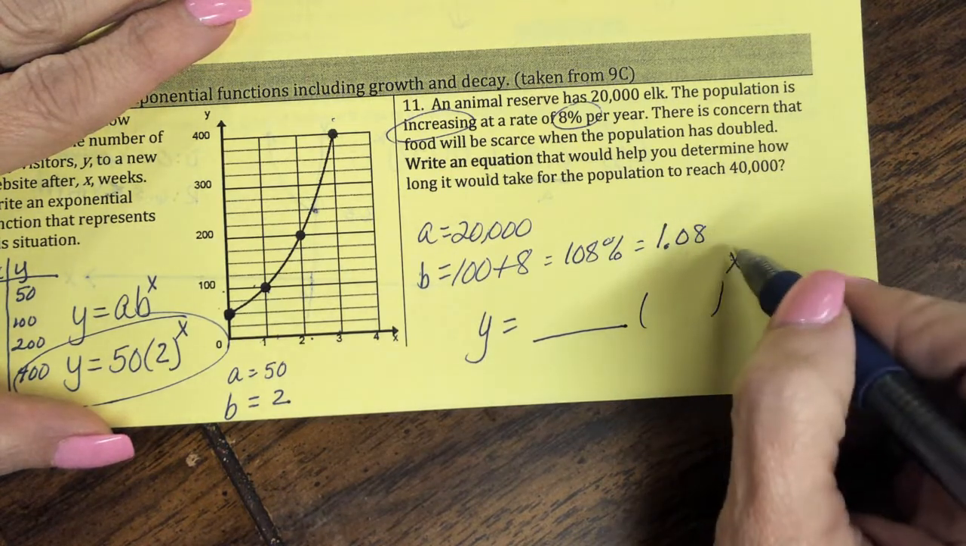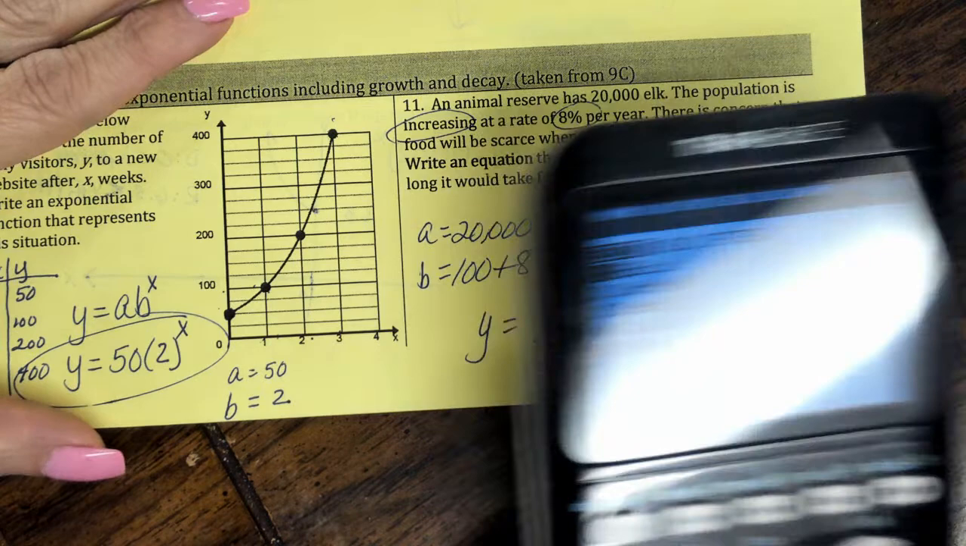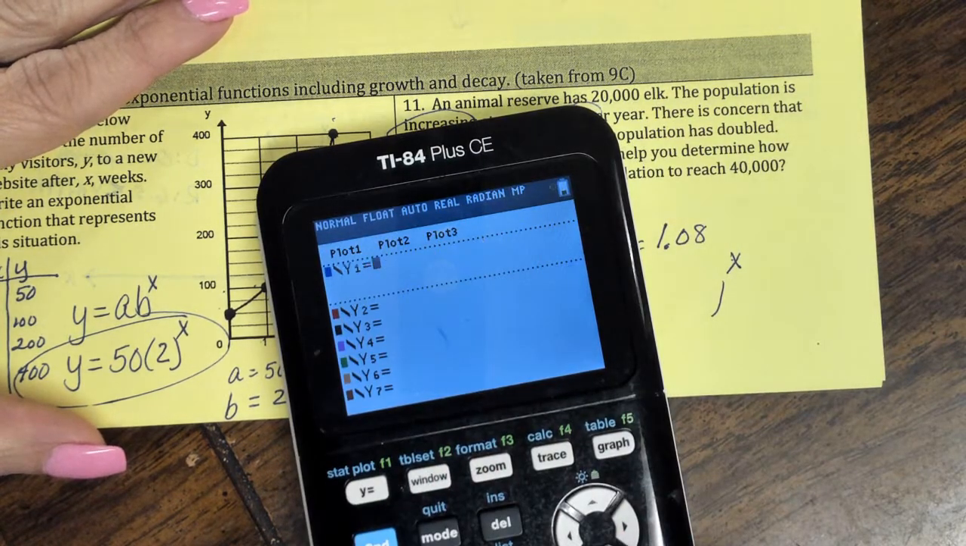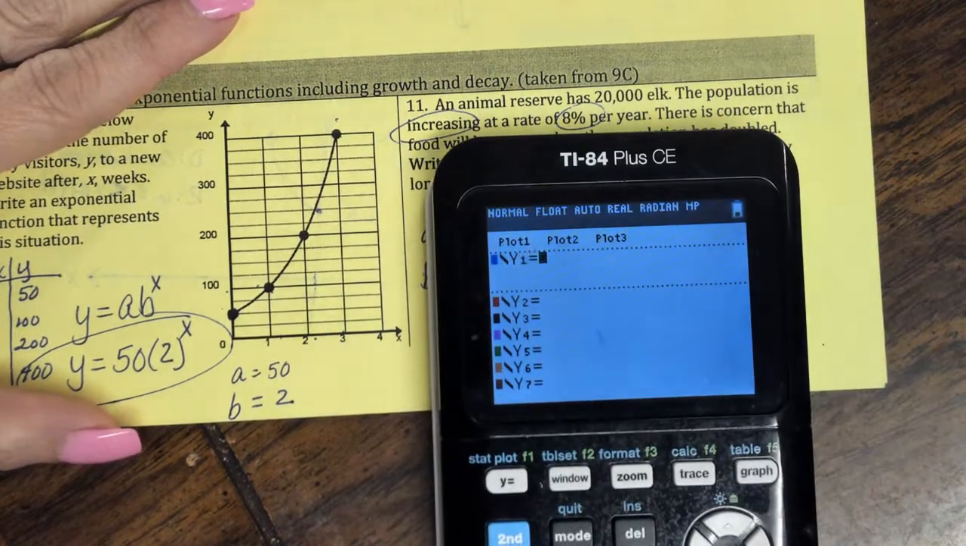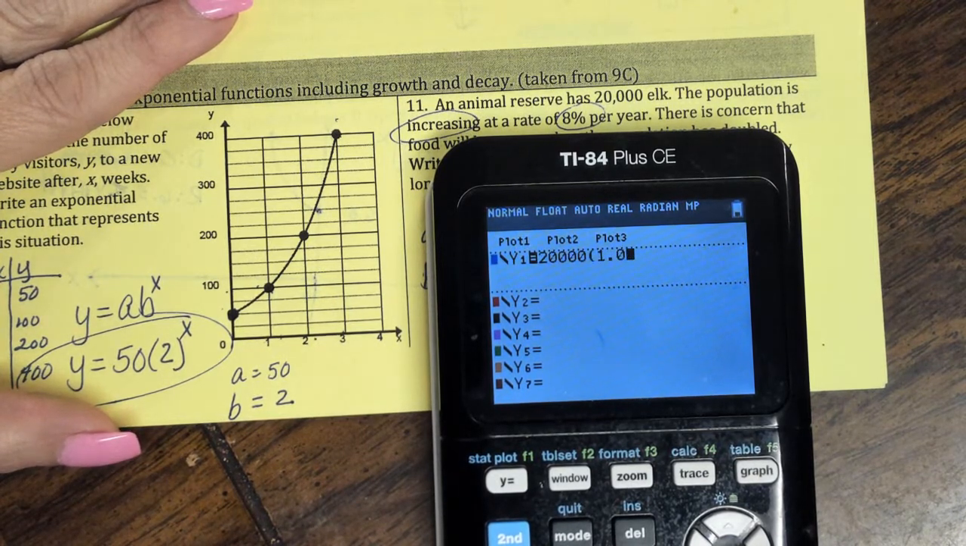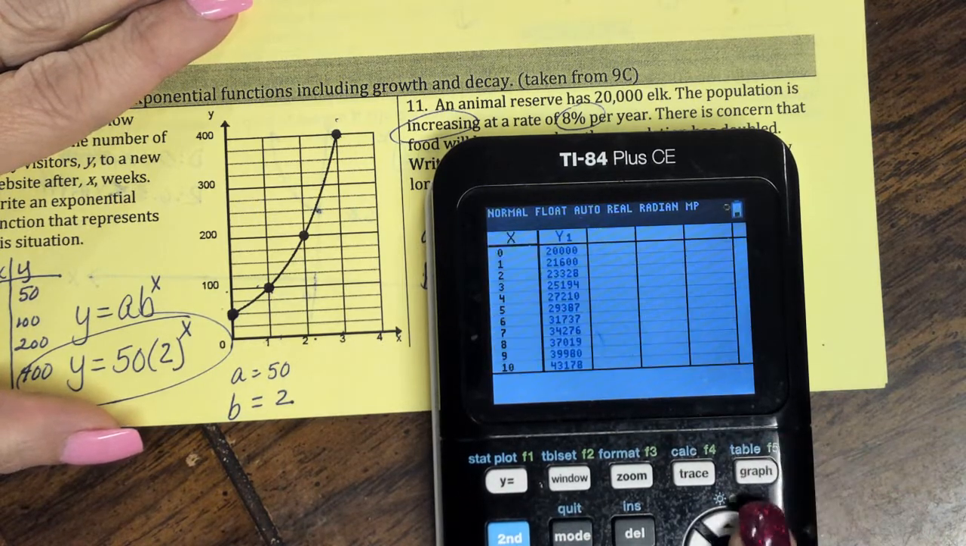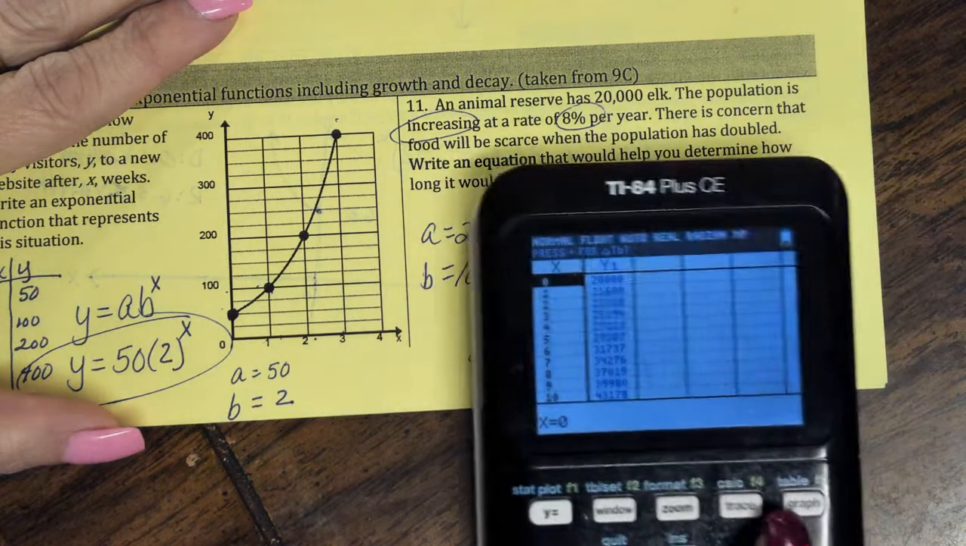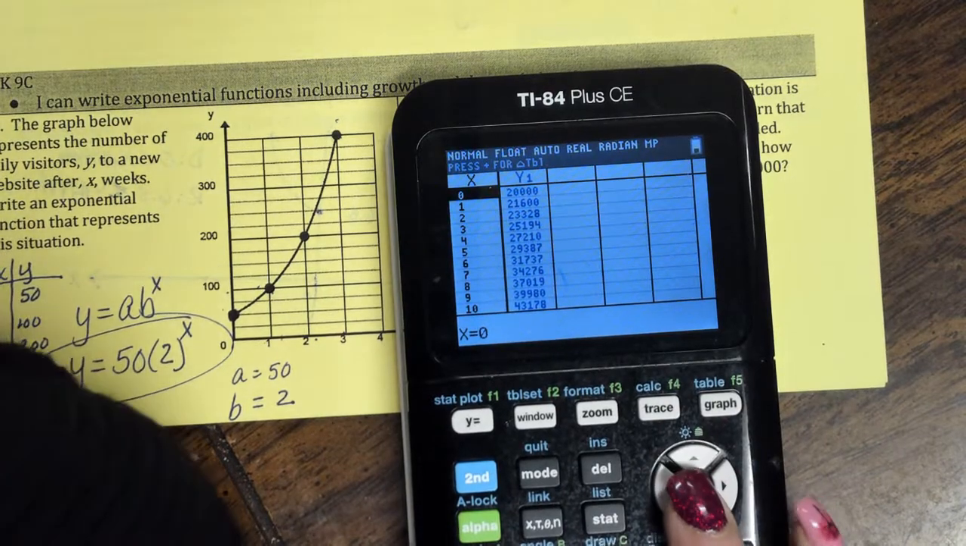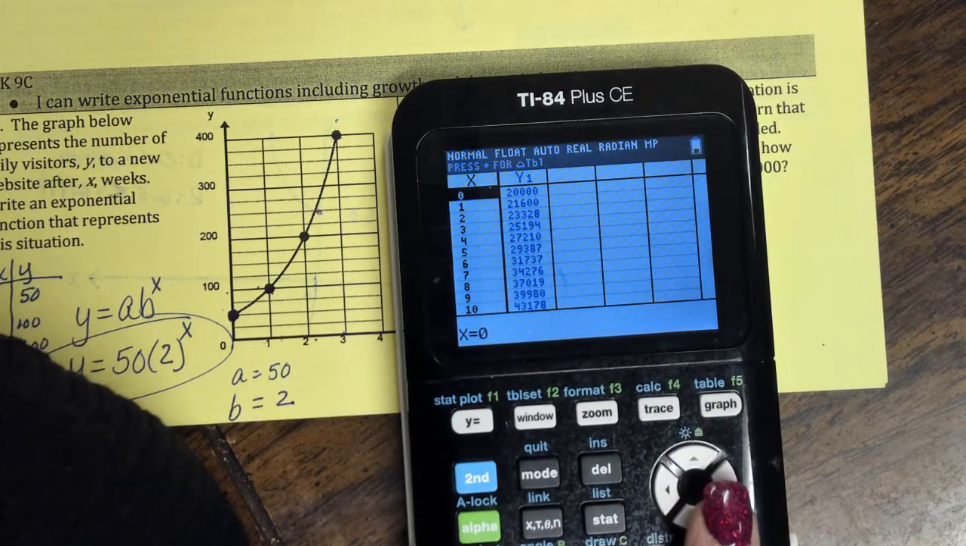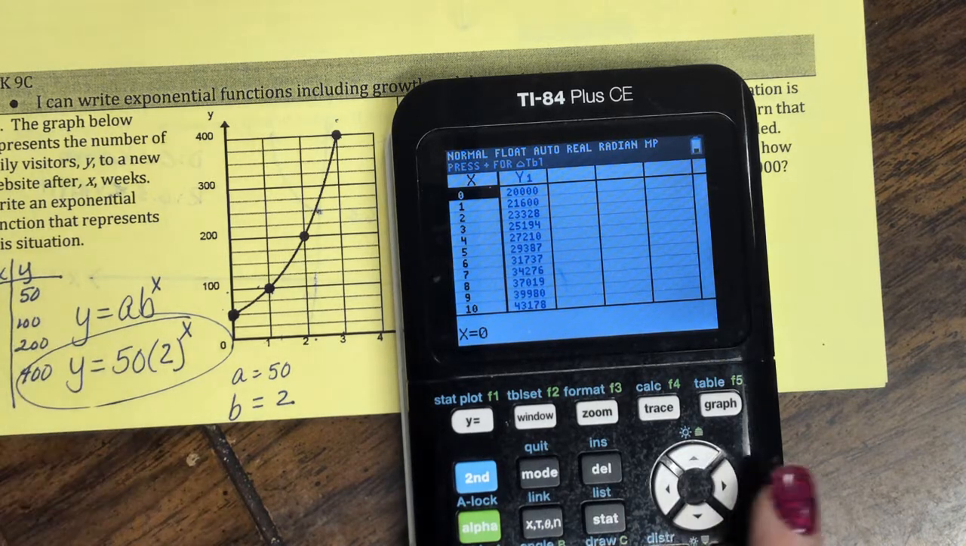When is it going to reach 40,000? Well, I'm going to have to put that in my calculator. Y equals, and I'll do it on mine so you can follow along, but I won't tell you the answer. 20,000 times 1.08 to the X power, right? I'm going to go to second table. I'm starting with 20,000, and they want to know when does it reach 40,000. So I'm going to put that right there and let you look at it and see if you can figure out between what 2 years it actually reaches 40,000. All right.